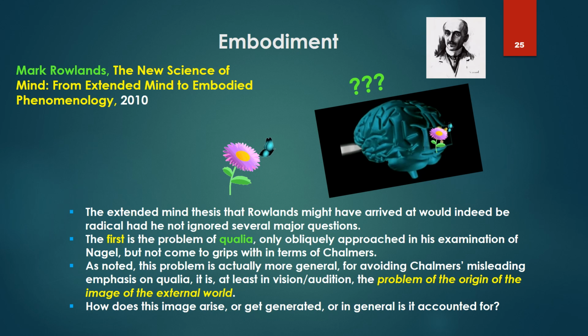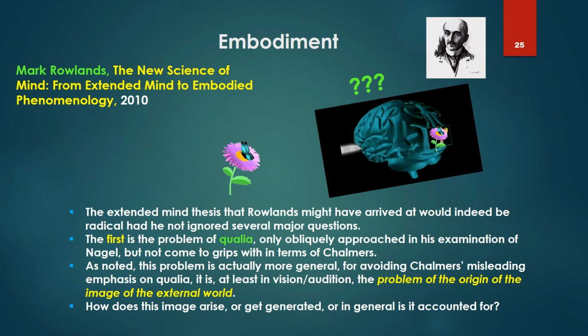So this extended mind thesis that Rowlands might have arrived at would indeed be radical had he not ignored several major questions. The first is the problem of qualia, which he only obliquely approaches in his examination of Thomas Nagel, a famous article, "What Is It Like to Be a Bat," an early discussion of qualia. And he does not come to grips with Chalmers and his statement of the problem at all.